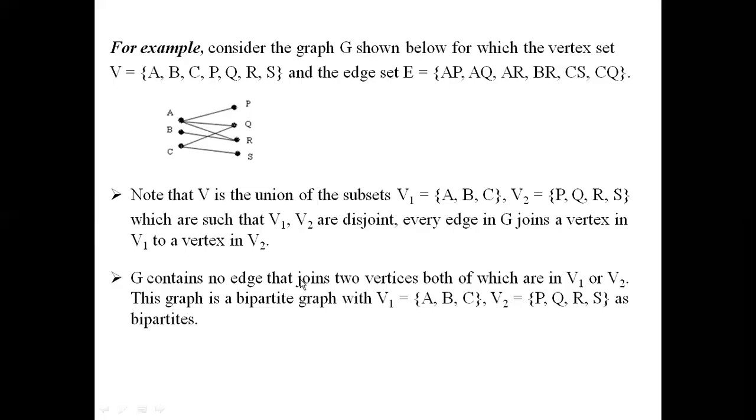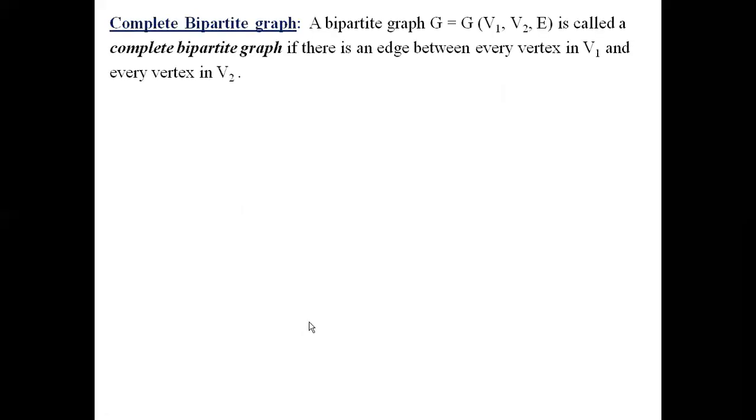G contains no edge that joins two vertices both of which are in V1 or V2. That is what I mentioned. So there are no two vertices in the vertex set V1 joined by an edge. Similarly, there are no two vertices in the vertex set V2 joined by an edge. So such a graph has V1 and V2 as the bipartites.